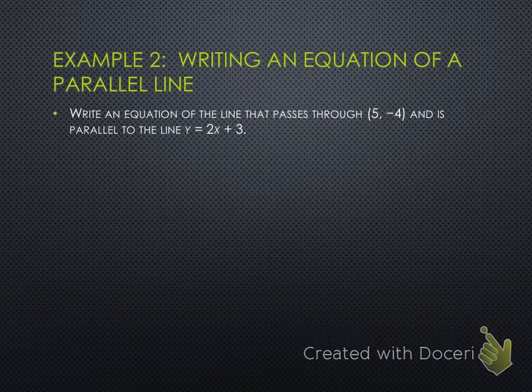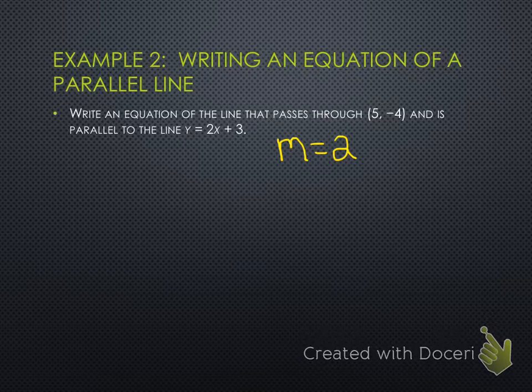So in example 2 here, writing an equation of a parallel line, we're just going to write an equation of a line that passes through the point 5, -4, and is parallel to the line y equals 2x plus 3. Remember, when we said they're parallel, that means they have the same slope. So we know the slope of the line we're getting ready to write is going to be 2.